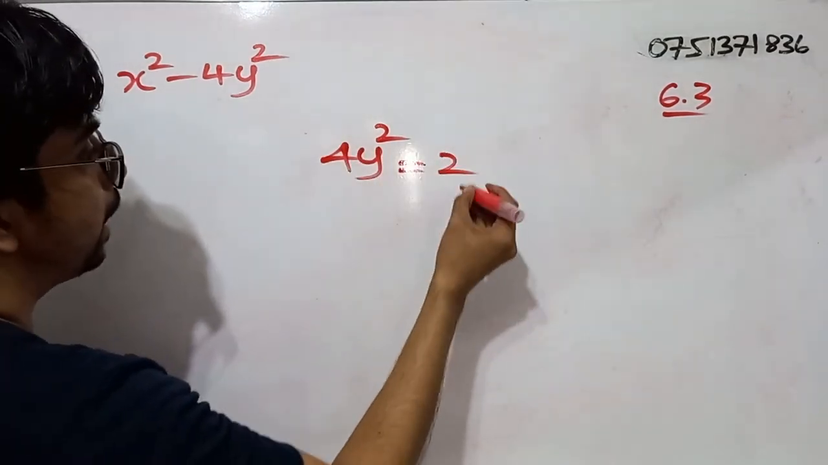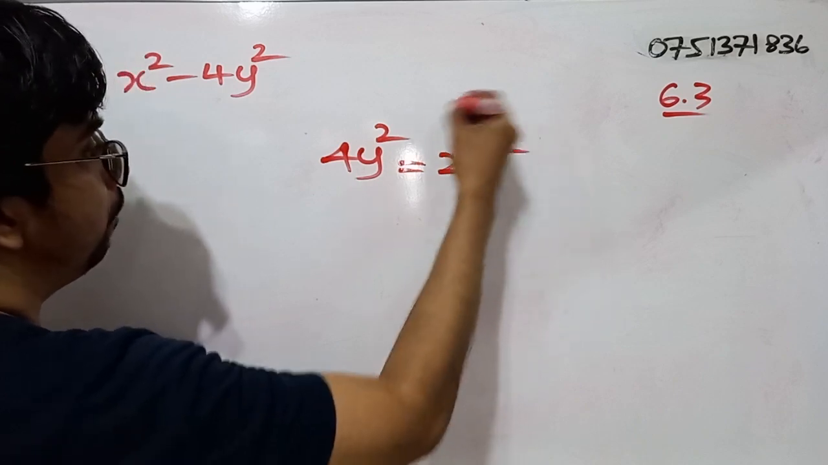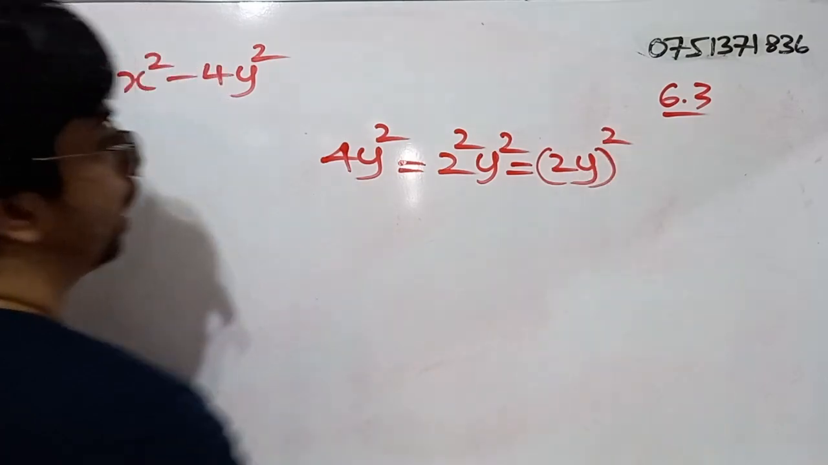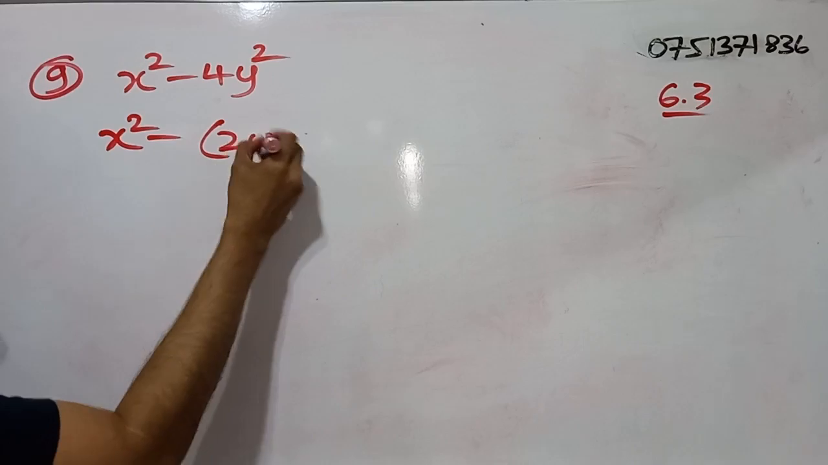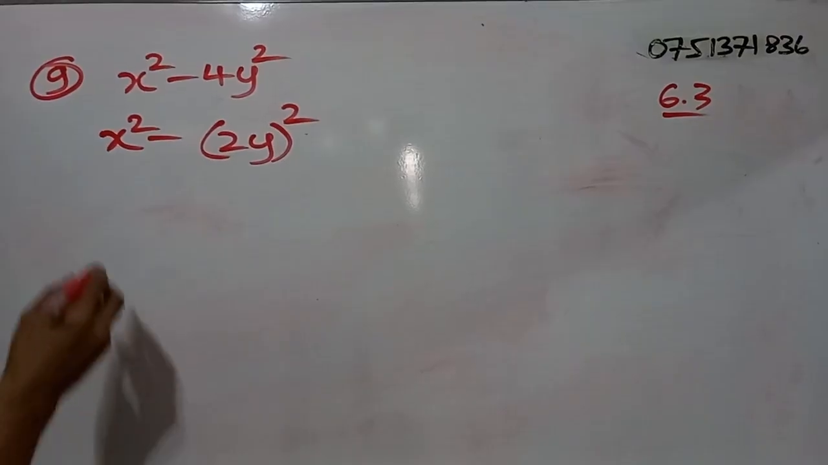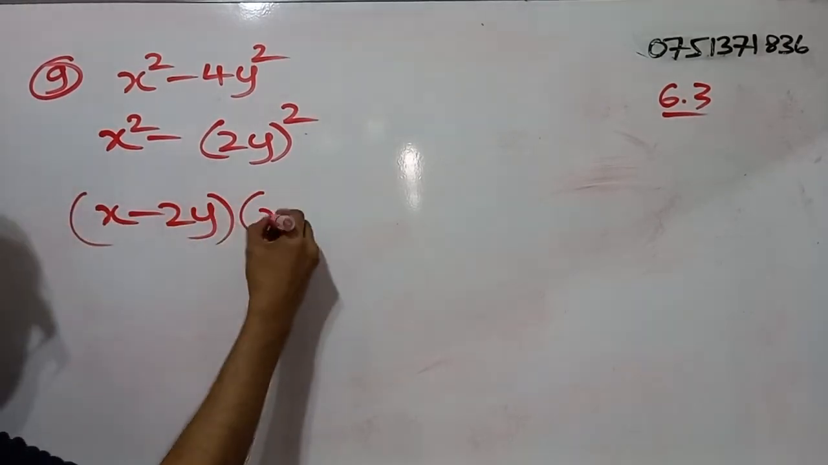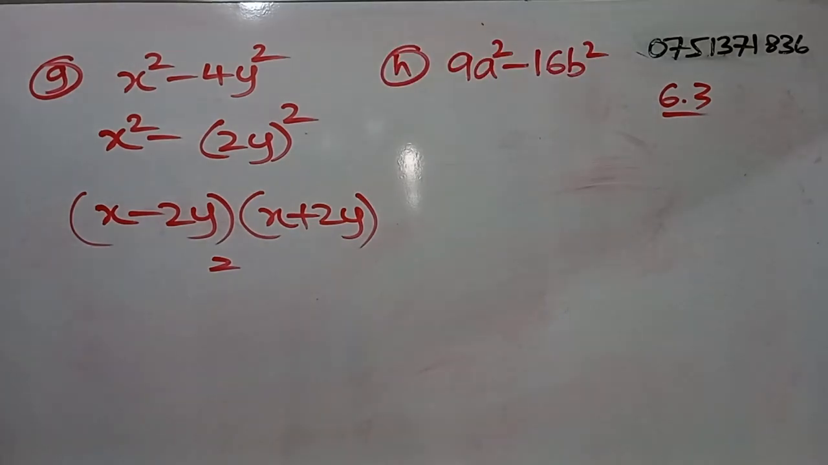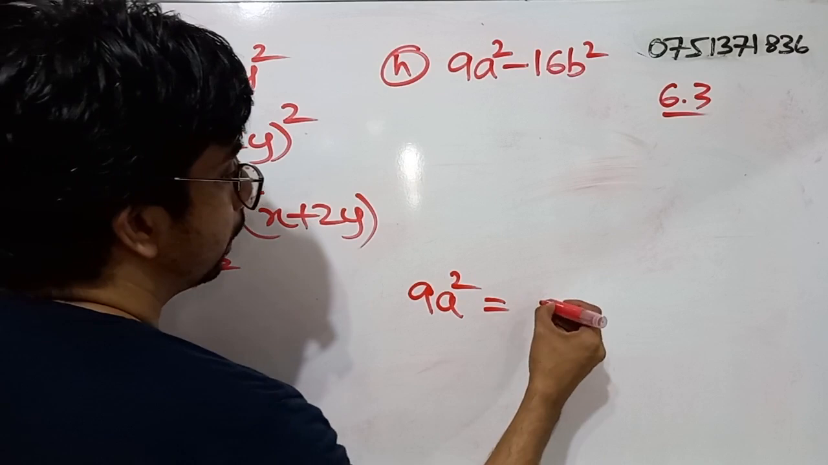4 we can rewrite as what? 2 squared and y squared. Then we can rewrite the entire thing as what? 2y, the whole thing squared. So x squared minus 2y, the whole thing squared. So that means x minus 2y and x plus 2y. That's the answer. Okay, here 9a squared, we can rewrite that as what?